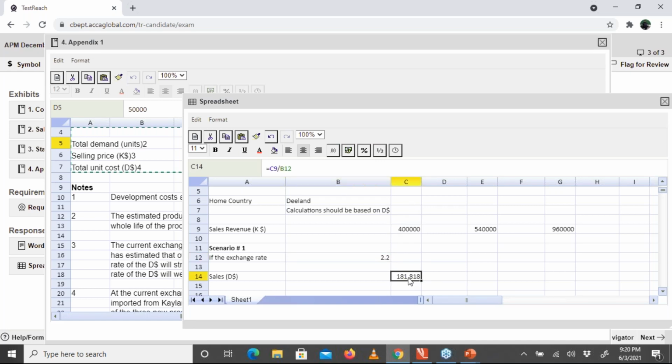Now I want this specific cell to be locked. If you have to lock a cell, you put a dollar sign before the letter and a dollar sign before the relevant number. You press Control C here, Control V, Control C here, Control V. So what have we got? We have got the revenue in terms of D dollars. Now what we need to talk about is the cost for imported materials.